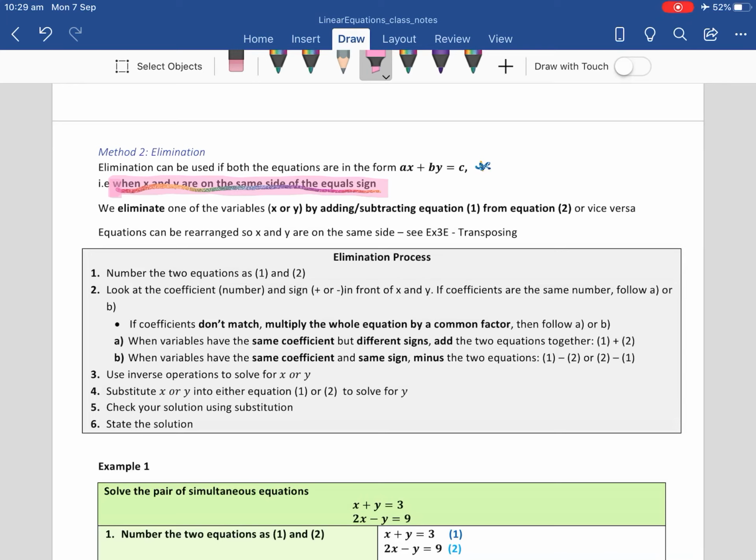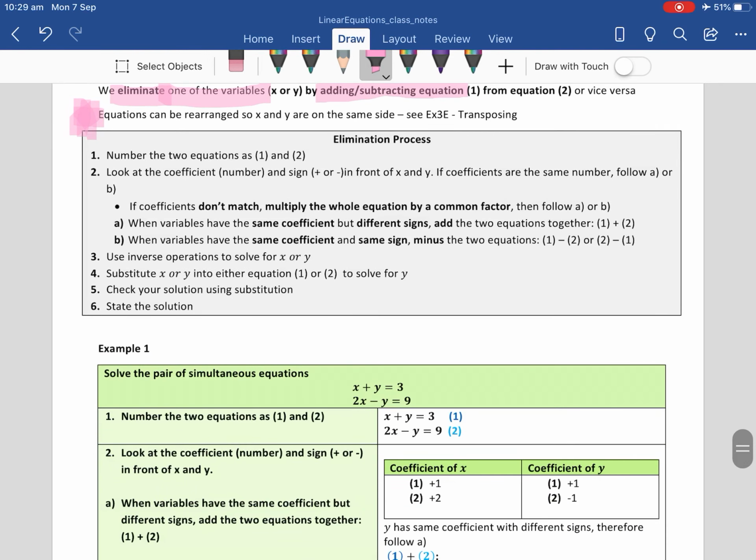What that means is that we want to eliminate one of the variables, x or y, it doesn't really matter. You can do that by manipulating the equation. What I mean by that is that if you add or subtract one equation from the other equation, you want to eliminate one of the variables. Equations can be rearranged so x and y are on the same side if you would like to use this method. That's just a little side note. So if you add or subtract the equations together, you want to get rid of one variable because it will help you find the other variable.